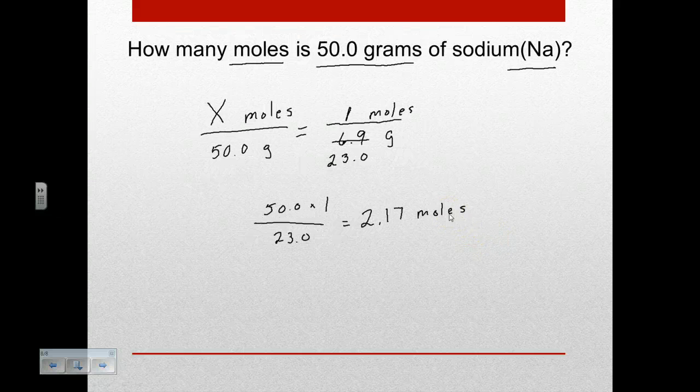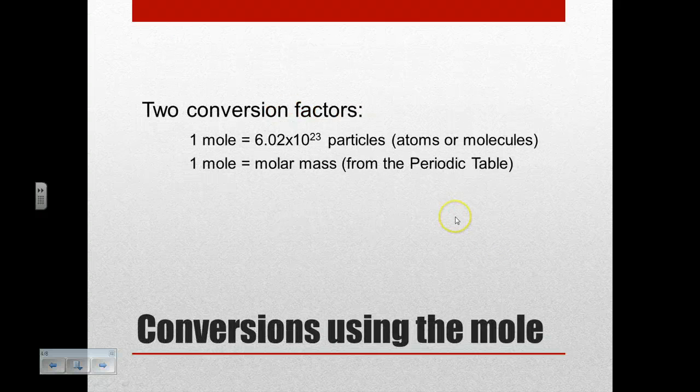All right, let's go back to here. These are your two key conversion factors. These are the two things that tell you the numbers you need to use to work these problems. All of the problems are worked exactly the same. You just write down your units and use the conversion factor.